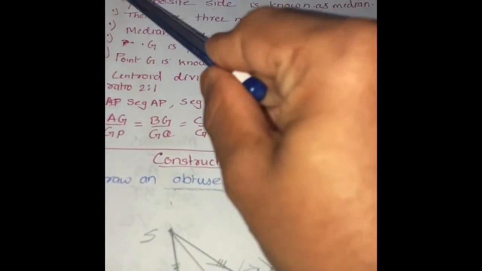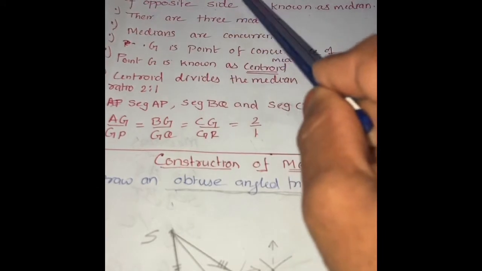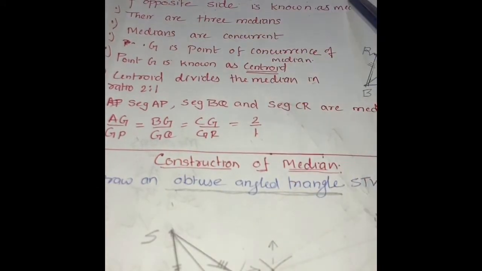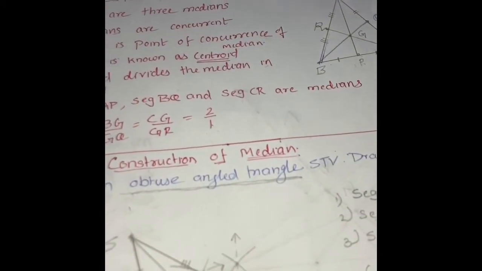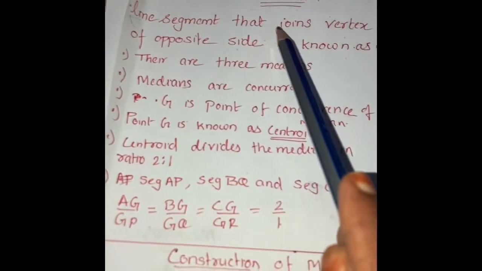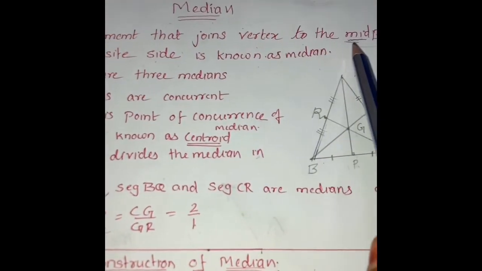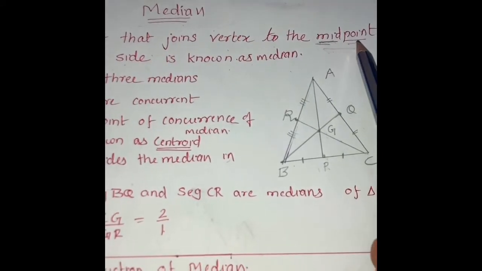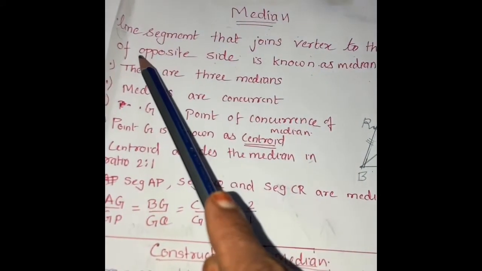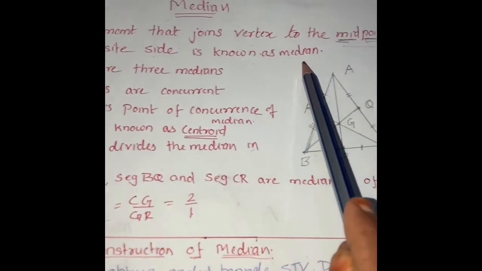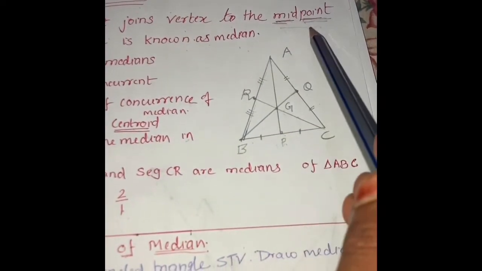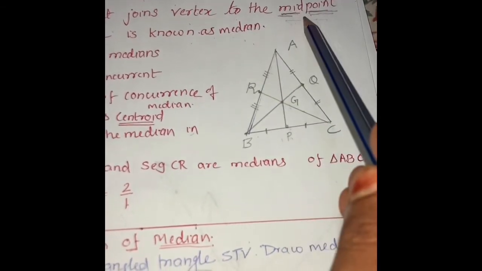A line segment that joins vertex to the midpoint. You should remember this term midpoint. A line segment that joins vertex to the midpoint of the opposite side is known as median. I underline this term, midpoint of opposite side. So when median comes, midpoint automatically follows. Median and midpoint, they go together, children.